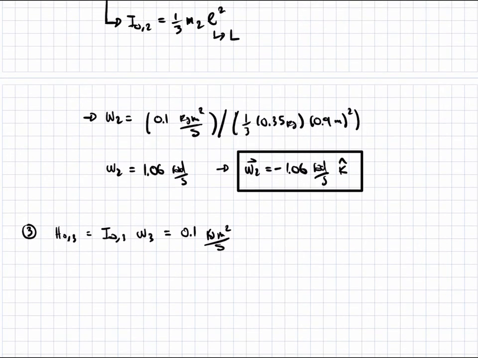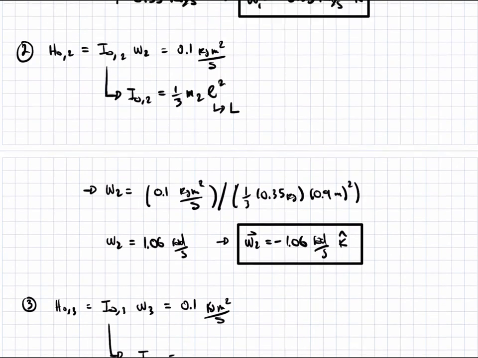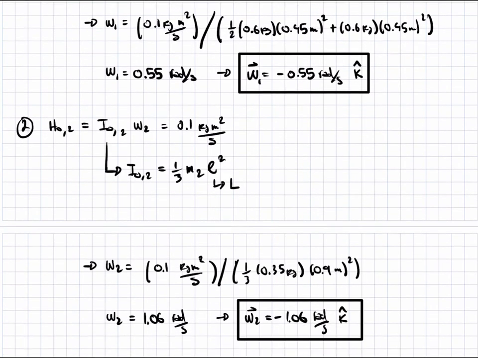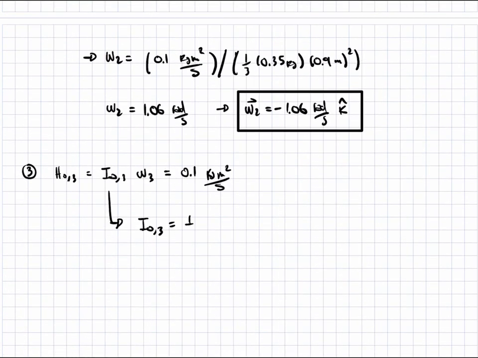Now, let's find I O3, and this is again for a bar. So for the bar, we have 1/12 ml squared, plus we use the parallel axis theorem to move by a distance of d over 4 to get to this point over here. So we have 1/12 m3 l squared, in this case l is d, plus the parallel axis term, m3 times d over 4, because we're just moving by a quarter, and then that's squared.